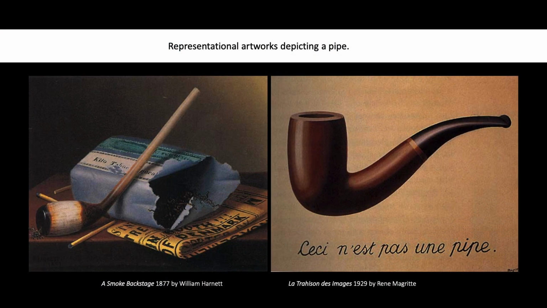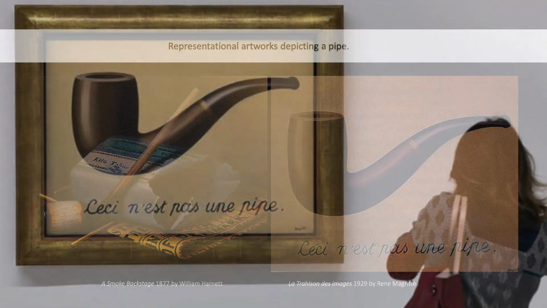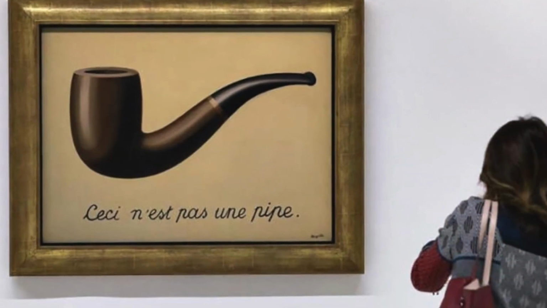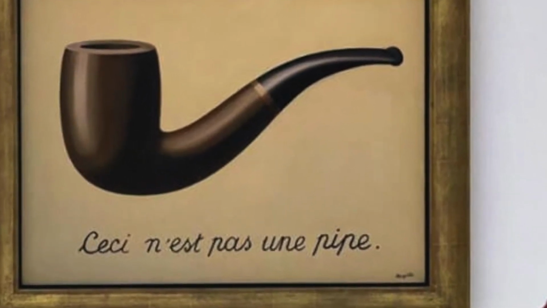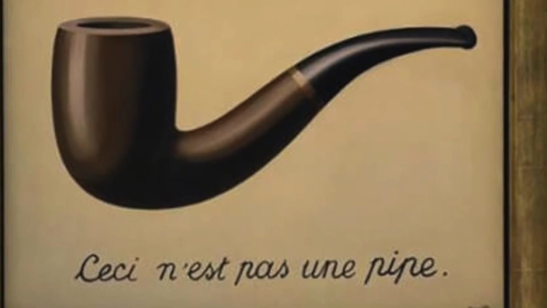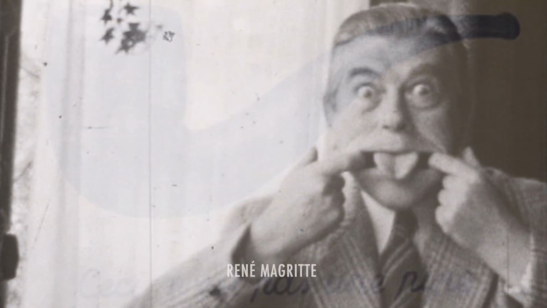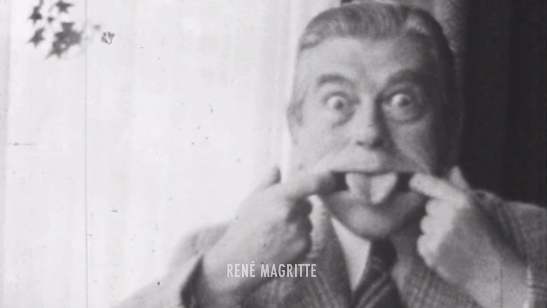Even though there are differences between these two works, they are both considered to be representational works, as they are clearly recognizable representations of a pipe. The work on the right says in French, "Ceci n'est pas une pipe." This is not a pipe, which of course begs the question, if this is not a pipe, then what is it? It's a painting. René Magritte, the Belgian surrealist, is playing a visual game with us.